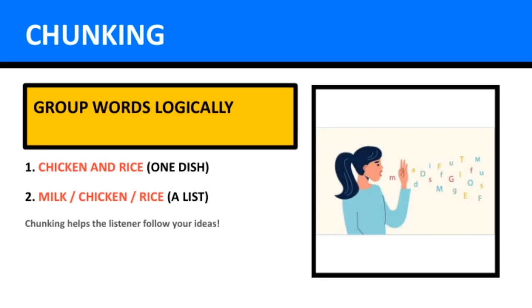Chunking helps the listener follow your ideas more easily. For example, when I say milk, chicken, rice as a list, it's simple and clear. But if I say chicken and rice as one dish, it's a different idea, a single concept. Grouping words logically is key. It helps your audience understand what relates to what.